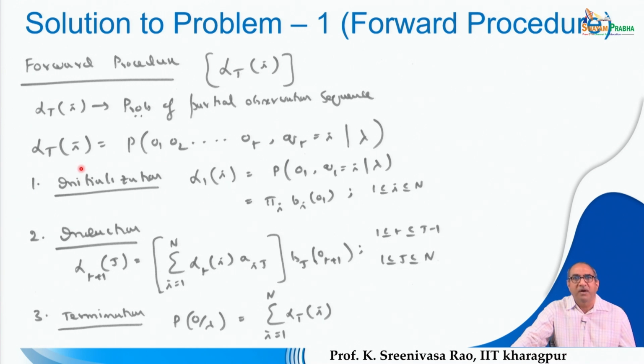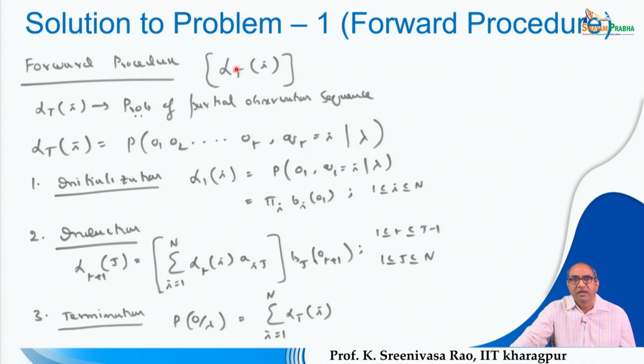This is known as the partial probability of the partial observation sequence, denoted by alpha t of I. By using this forward procedure, the forward variable, we can compute P of O given lambda, because that is required for evaluation purposes. So, please note the definition carefully.